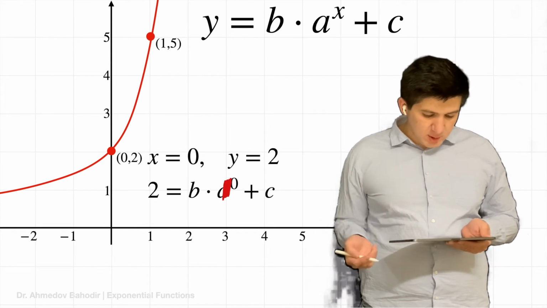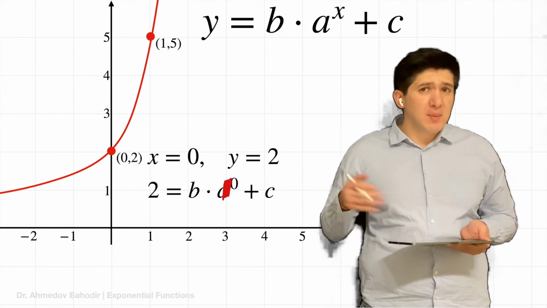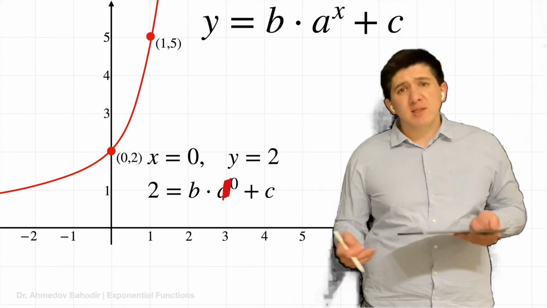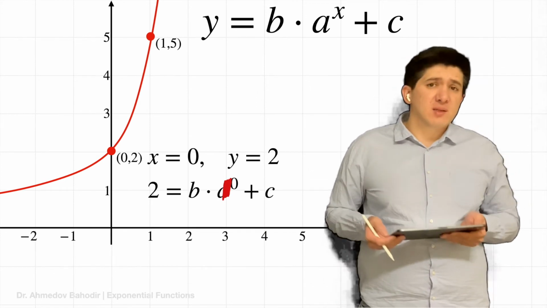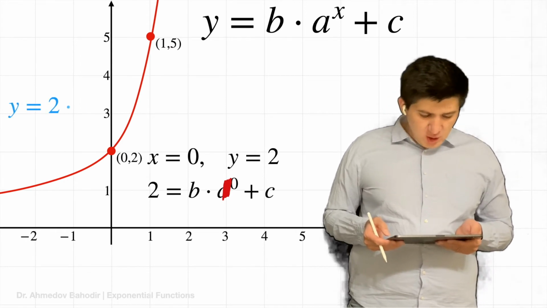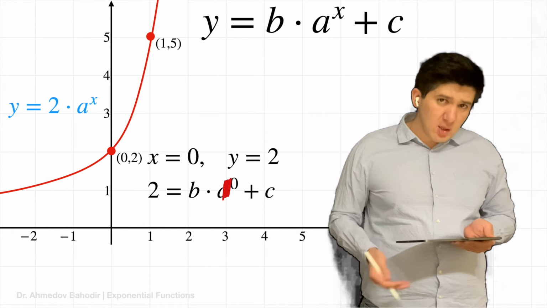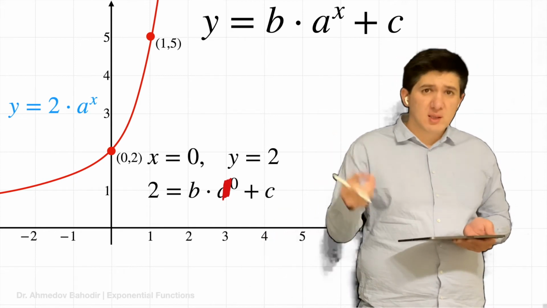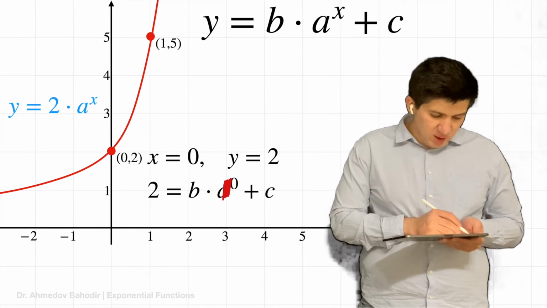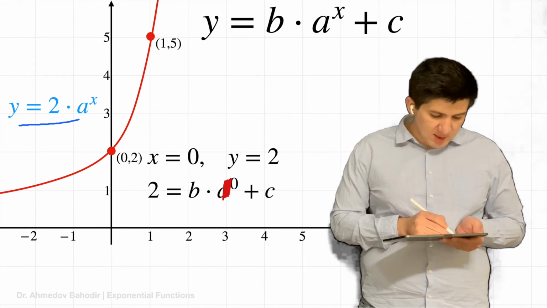And y equal to 2 means that b plus c is equal to 2. So we can try to guess the values of b and c so that their sum is equal to 2. For example, I can choose that b is equal to 2 and c is equal to 0, so that their sum is equal to 2. Please note that this function in this form is going to satisfy this point.